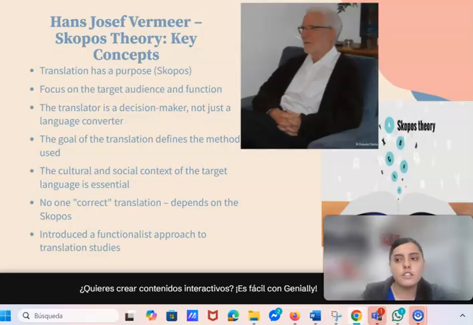the audience are different. Skopos theory gives translators more freedom, but it also gives them more responsibility because they have to think critically about what they are doing. This idea really changed the way we look at translation. It became more flexible, more goal-oriented, and more connected to real-life situations.